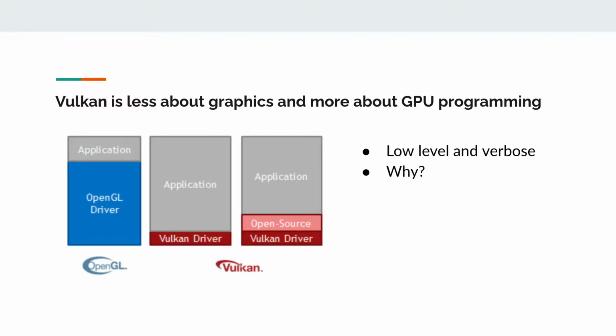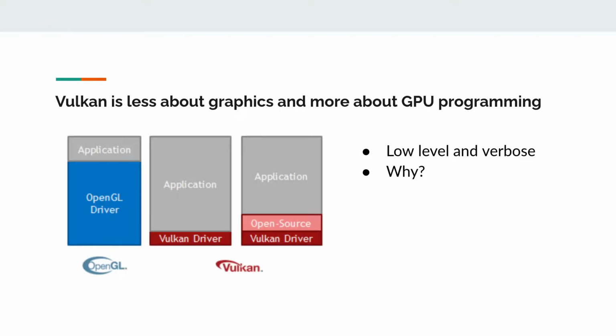In the previous OpenGL API, you have a huge driver which takes care of a lot of low-level details for you. But this is not the case with Vulkan. You only have a thin driver and your application needs to do a lot of stuff manually. Therefore, Vulkan is a lot more verbose and lower level.